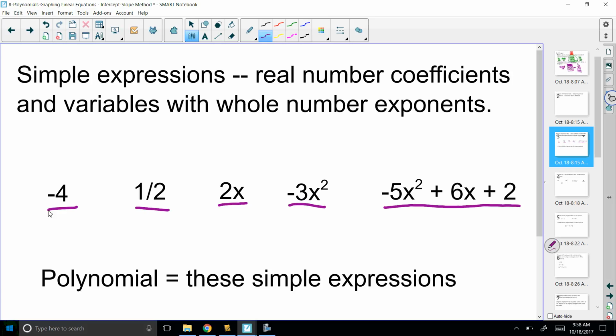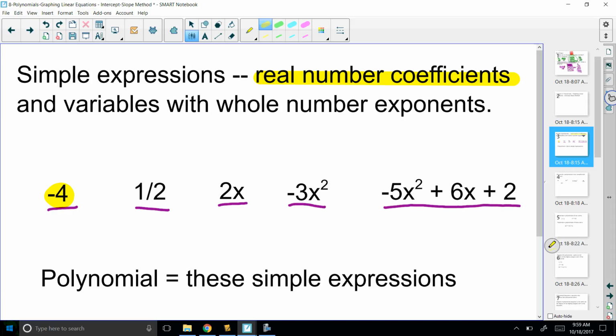What is a simple expression? It says that you have real number coefficients. If I look at real number coefficients, let's get rid of that purple because it's going to clash. So if I talk about real number coefficients as far as simple expressions are concerned, what's a real number? Give me an example of a real number. 1. What's another one? -4. What's another one? 32.5. What about the square root of 17? Is that a real number?